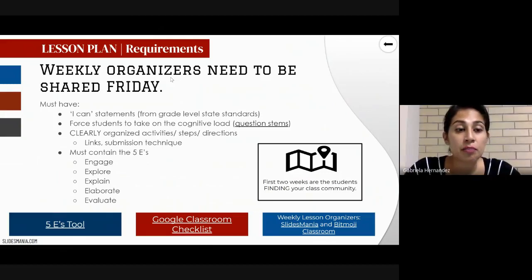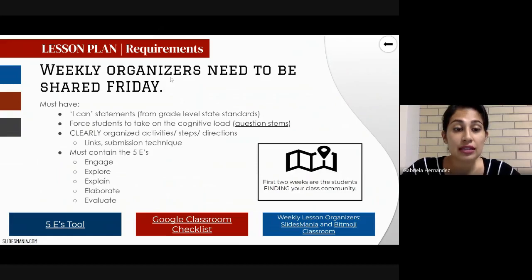Now, here's a big key you need to know. The zone is requiring that we have our weekly organizer shared with our students and their families the Friday before you have lessons implemented. Your lessons must have I can statements from your grade level state standards. You also need to be able to force the students to take on the cognitive load. We have some question stems linked there for your viewing. This means that you want to make sure that we're engaging in content, but that the students are doing most of the work. Clearly organized activities, steps, and directions.